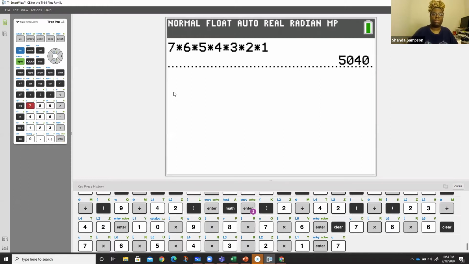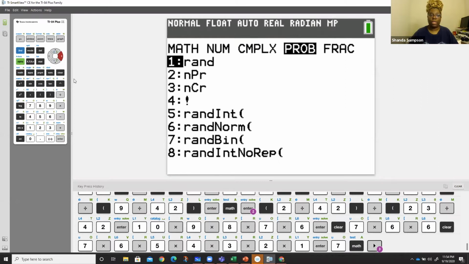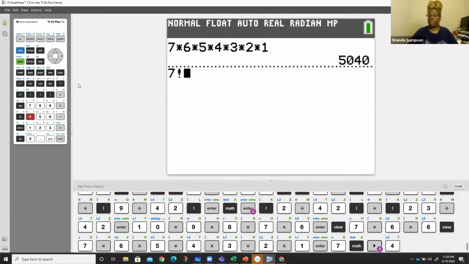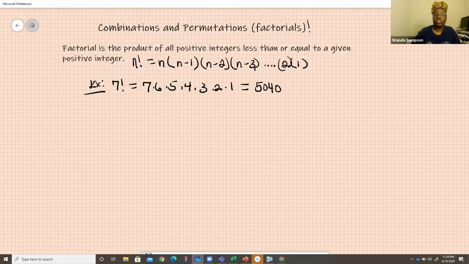So we're going to hit the number 7. We're going to go to the math button, and you go over to probability, because that's the section we're in. And right there, you hit number 4, and you'll see the exclamation point, number 4. And 7 factorial, hit enter, and that's 5040. So that's how you find a factorial in your calculator. So our answer was 5040. We are never going to type in 7 times 6 times 5.